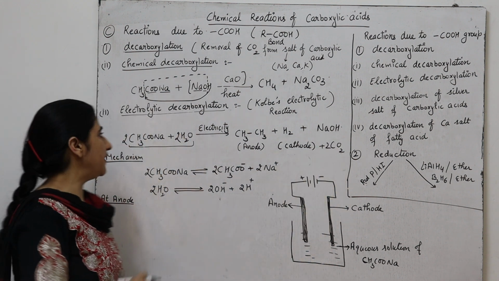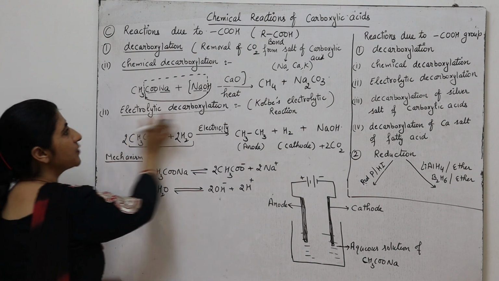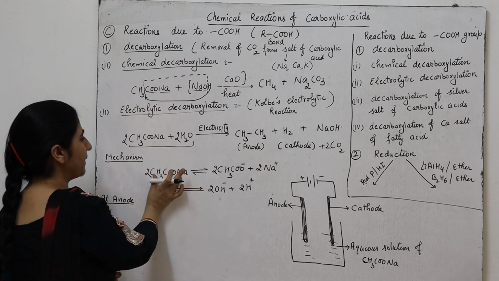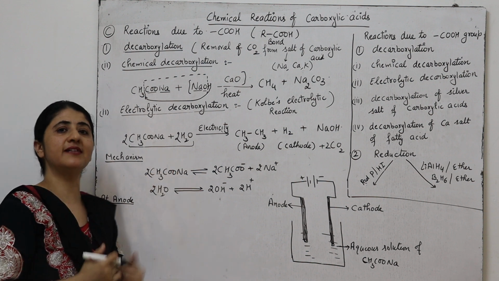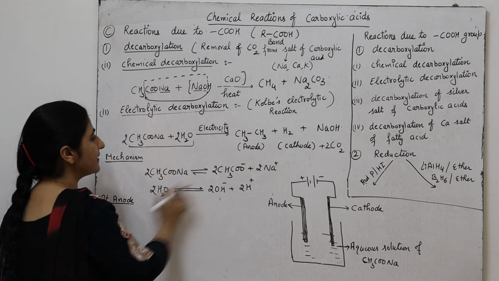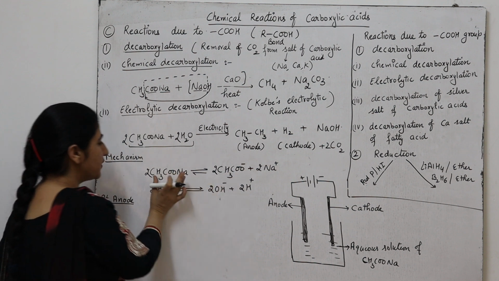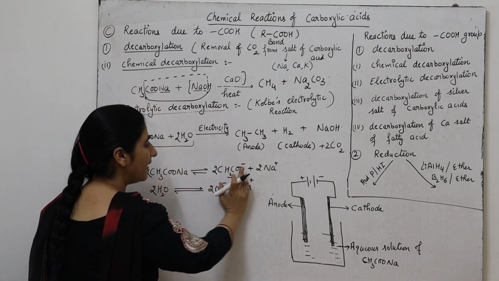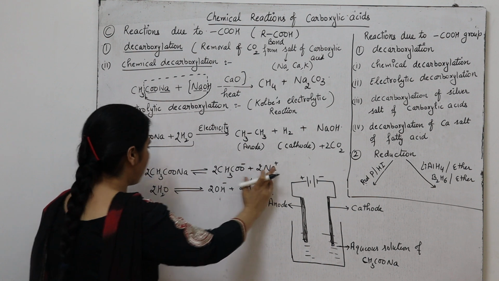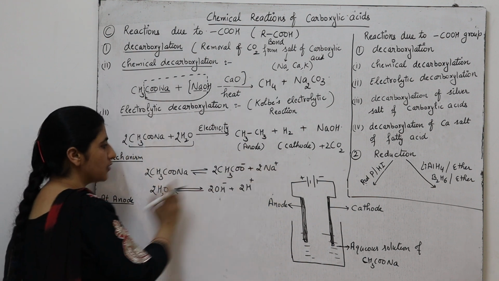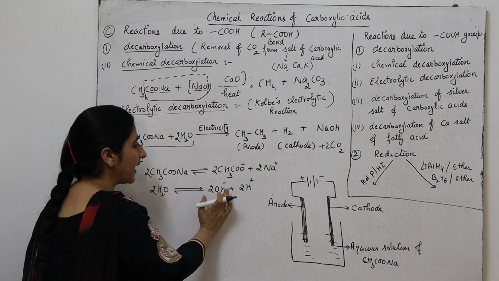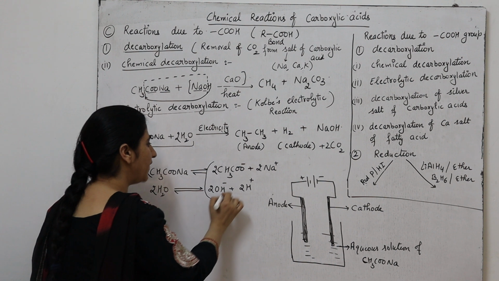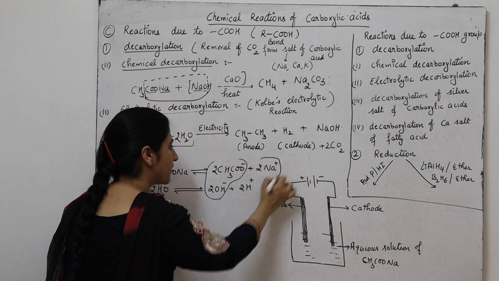So how does it actually take place? What is the mechanism of Kolbe's electrolytic reaction? We have sodium acetate and water. When sodium acetate dissolves in water, it gets ionized, forming the acetate ion and the sodium ion. Similarly, water also ionizes to form OH negative and H positive. So we have two types of negative ions and two types of positive ions.